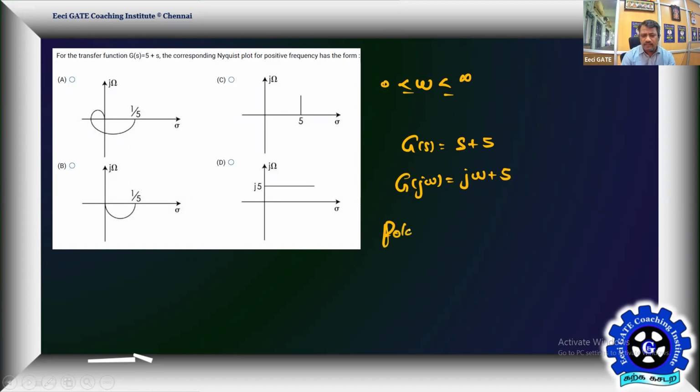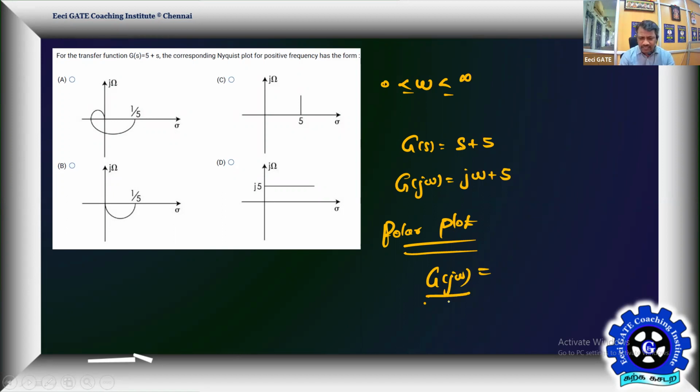So the polar plot means, what is polar plot? We're looking for the transfer function, so G of j omega should be modified. Usually we use polar plot to comment on the stability. As of now, the focus is not to comment on the stability of a control system. It is simply checking whether we know how to draw the polar plot or not for a given system.